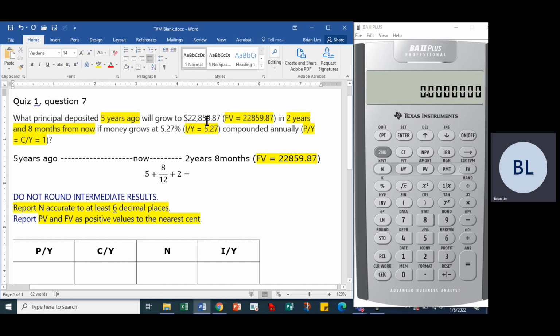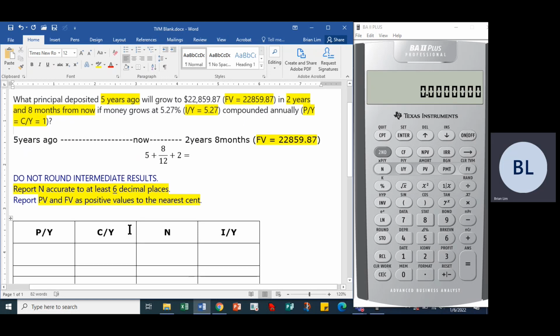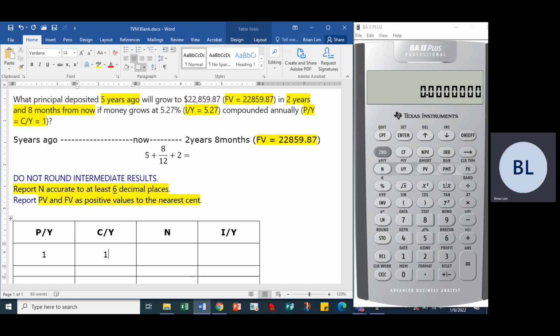The future value is $22,859.87. The interest rate is 5.27, and this is compounded annually, so PY equals CY is equal to 1. Okay, so we can do that. We can enter the values for PY and CY.